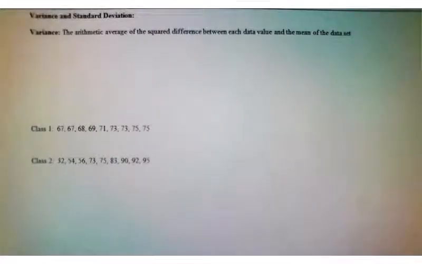What we're going to look at now in this video is a different measure of dispersion. We're going to look at the variance and the standard deviation. Again, these measurements tell us about how spread out the data set is.